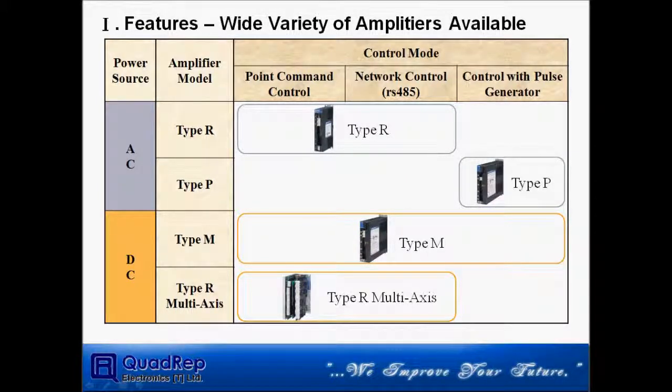Point command control is to start up the preset point or program with the IO signal. Network control is to communicate with RS485 protocol. And we can also control our driver with pulse generator. In this case, we control Type R multi-axis driver with the network control mode.